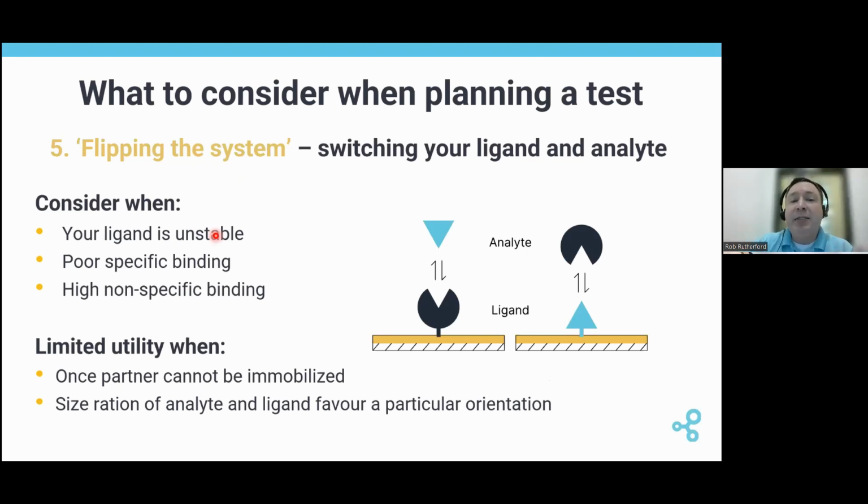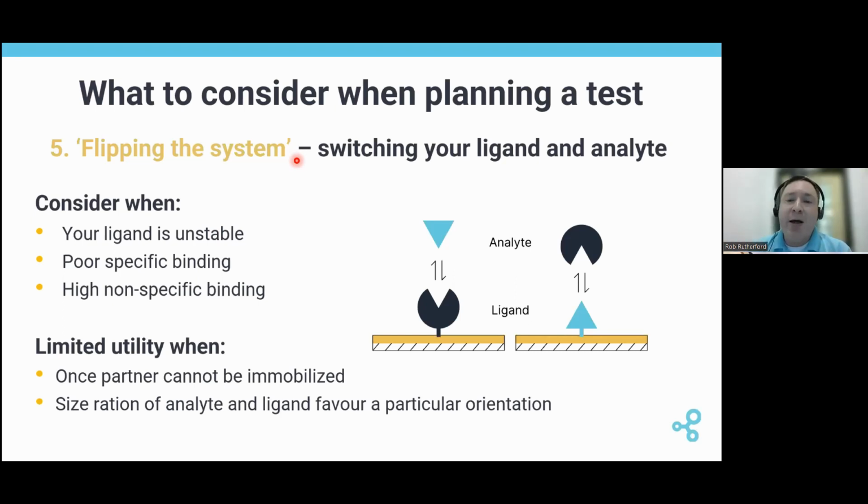This is a really nice option if you notice that your ligand seems to be unstable after a regeneration, or if you're having poor specific binding, then perhaps the actual binding site is not available when it's immobilized onto the sensor. Or another thing, if you have high non-specific binding, then by flipping the system, you may actually be able to decrease that non-specific binding.